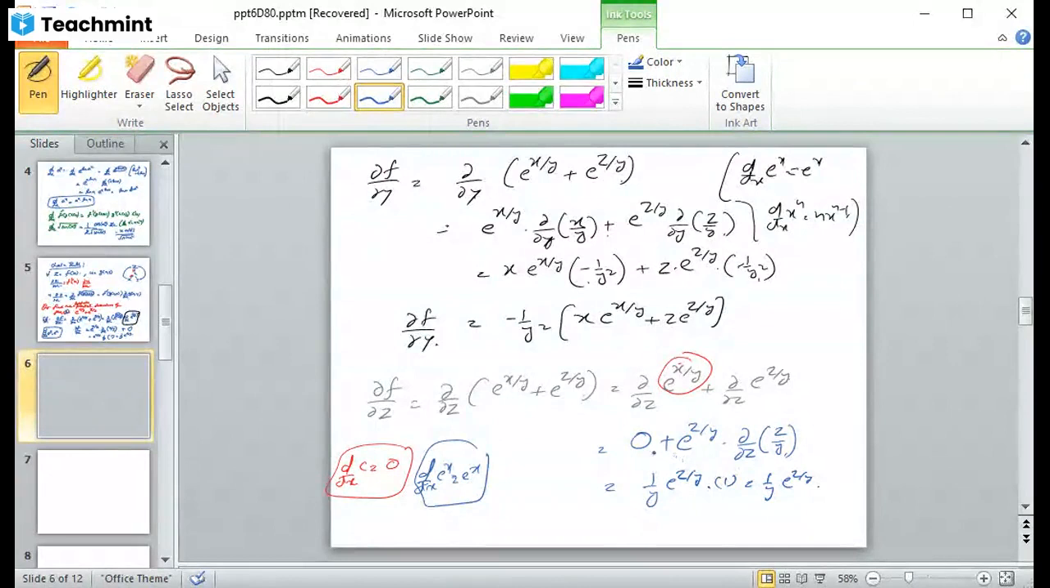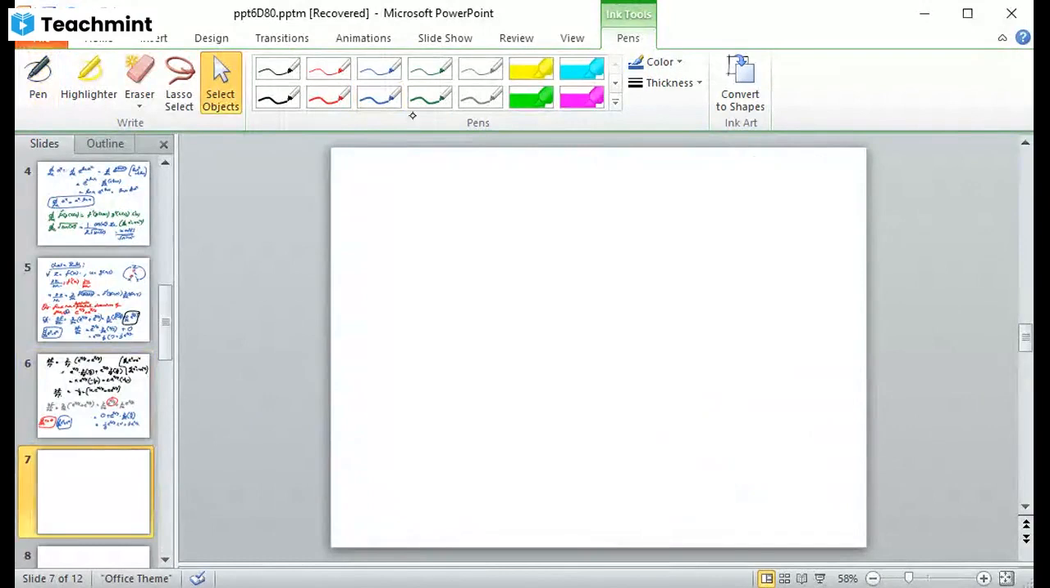So this is the partial derivative function with respect to z. Okay. Hope the first property is clear to you, right? Let us try another one.